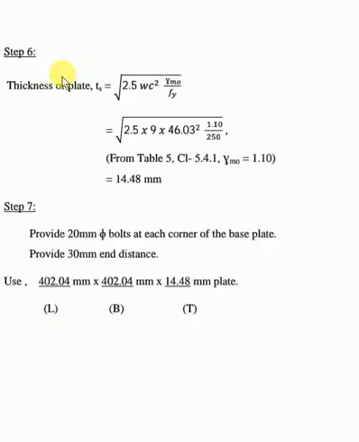Then we have step number 6. Here we'll find out the thickness of the plate. This we'll find out as per clause 7.4.3.1 of the IS code, page number 47. So this is the formula. W we got in step number 2, then C we got in step number 4, Fy is our grade of steel, and then gamma M0. Gamma M0 we'll get in Table 5, clause 5.4.1 of the IS code, that is equal to 1.10.